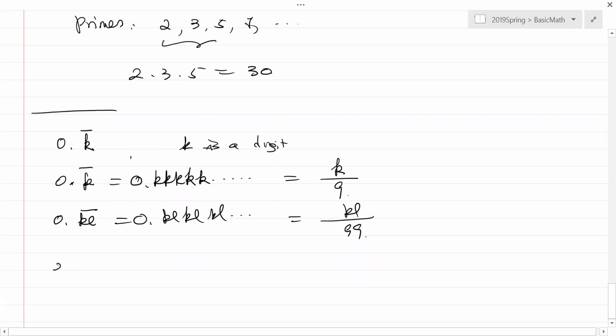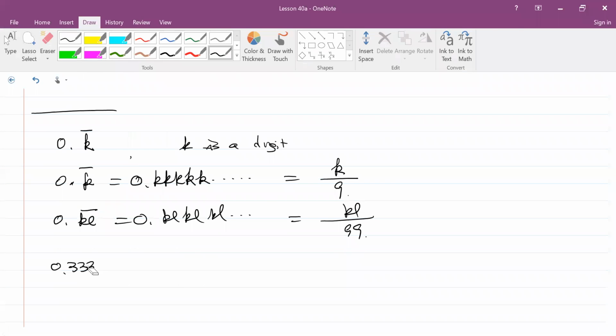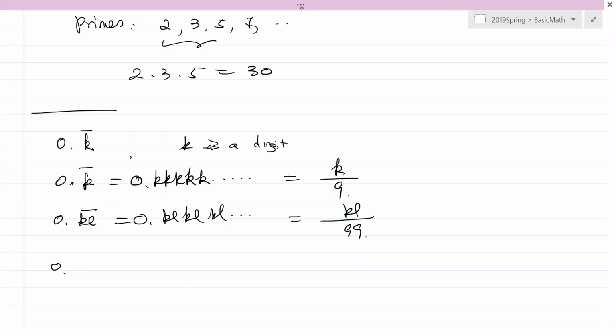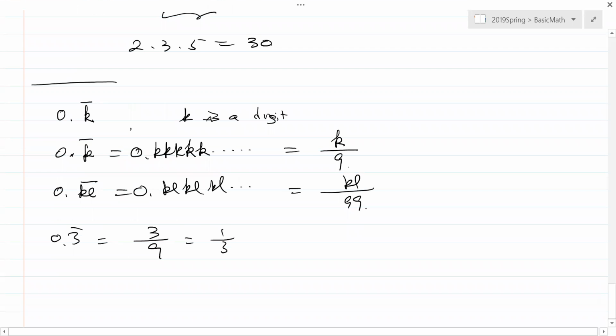For example, 0.3 repeating. This notation is nothing special, but this is going to be 1/3. If you do 1 divided by 3, you get 0.33333. Okay, it's a fraction. All right.